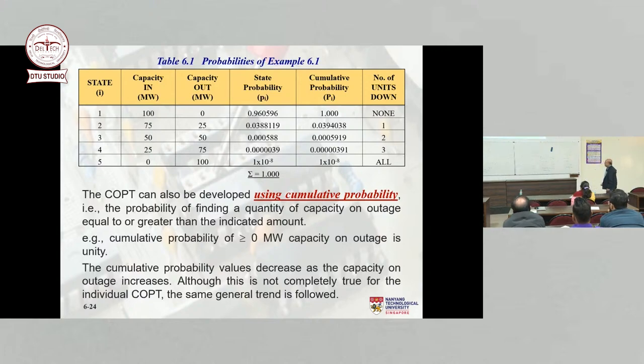Okay. So this is our famous or infamous capacity outage probability table. As you can see, the cumulative probability value decreases as the capacity on outage increases. So capacity on outage is increasing, but what is happening to the cumulative probability? It's always going down. This has to be true. Whereas for individual probabilities, generally the same trend is there, but there may be some states which have a higher probability compared to something lower down in the table. So we cannot say that for the state probability, but for cumulative probability it is guaranteed. It will always go from 1 and keep reducing.